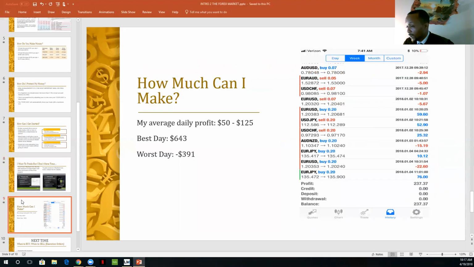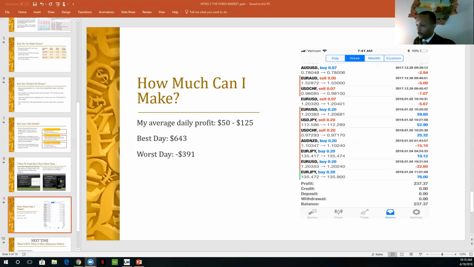So how much can I make? I mean, that's all up to you. How much are you going to start with? What kind of risk management principle are you going to use? How aggressive are you going to be? How conservative are you going to be?